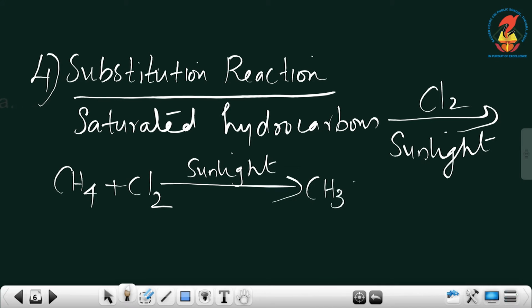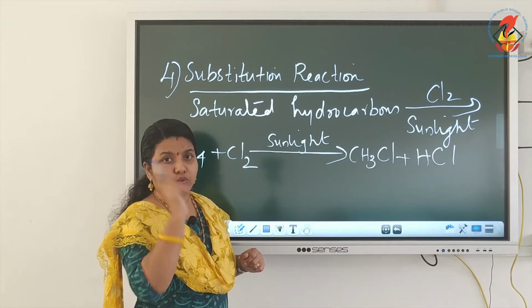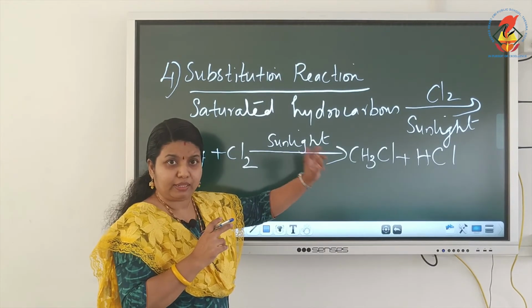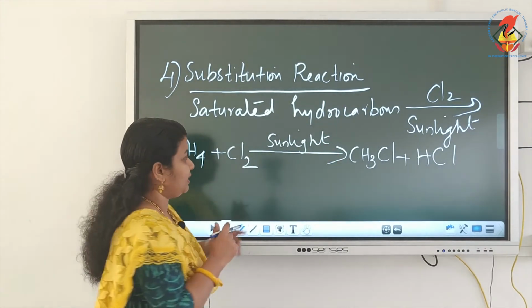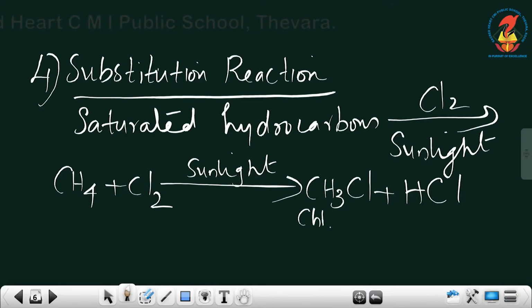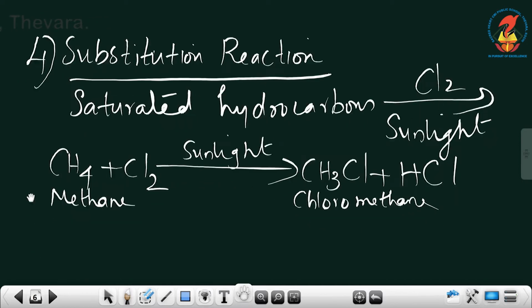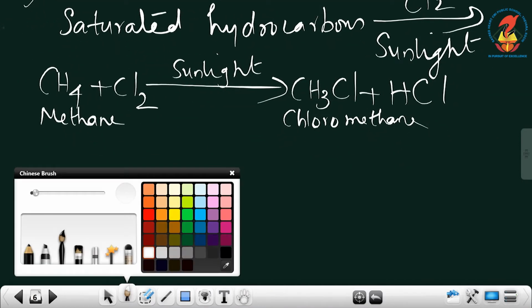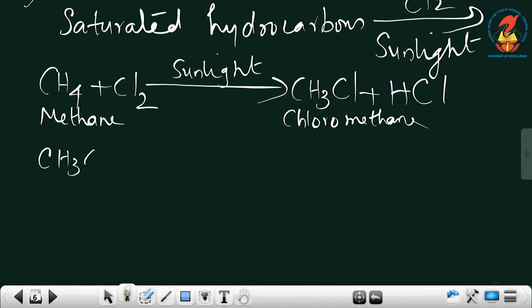So, what will you get? CH3Cl. See, instead of CH4, one hydrogen is replaced by a chlorine. What is left is one hydrogen which is removed from methane and one chlorine from the chlorine molecule. The chlorine molecule contains 2 chlorine atoms. One is used for substitution, the other one is free. It combines with hydrogen. Hydrogen chloride is formed. Now, the name of this compound is chloromethane. So, methane changes to chloromethane. Now, this chloromethane again undergoes substitution with chlorine in the presence of sunlight.